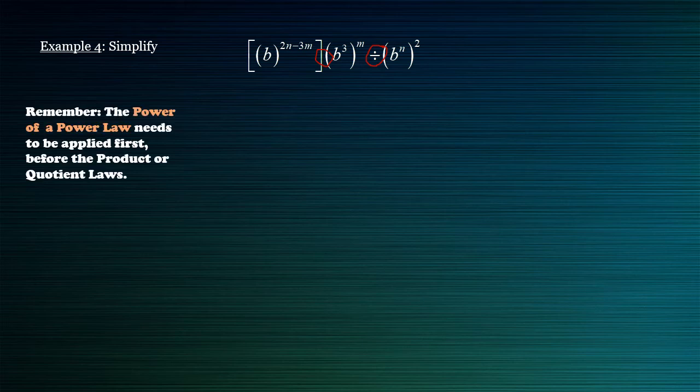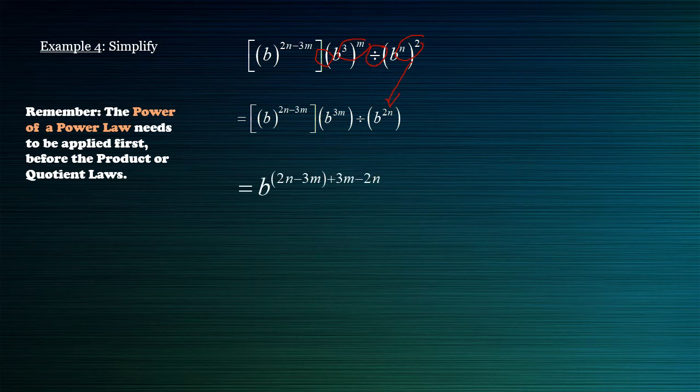But first, the power of a power law needs to be applied before we can do the other laws. So power of a power law, that takes care of this b to the power of 3 to the power of m and b to the power of n to the power of 2. We multiply them together, right? And that's how we get these exponents here. So we took care of the power law.